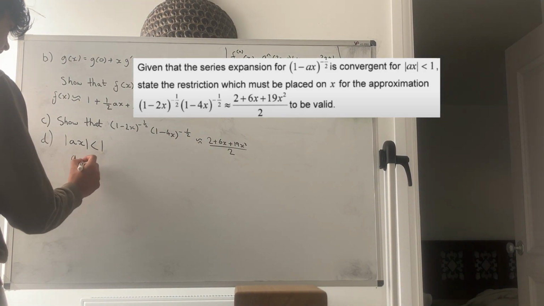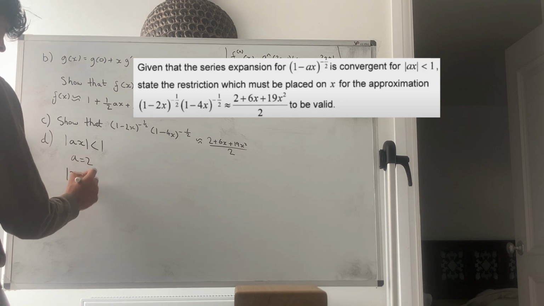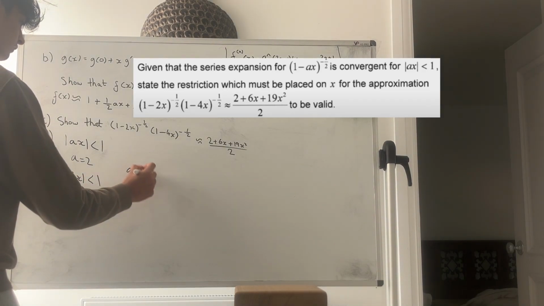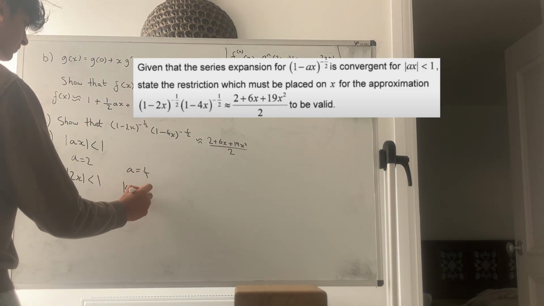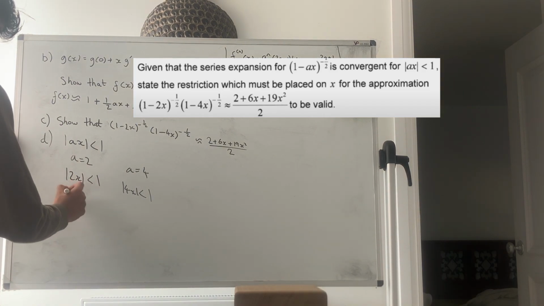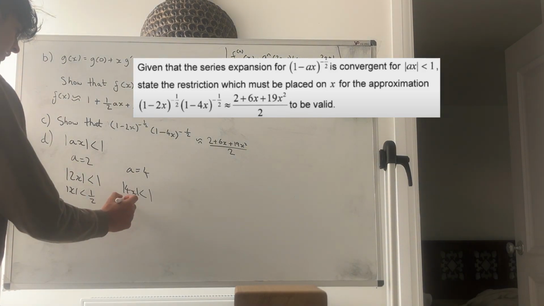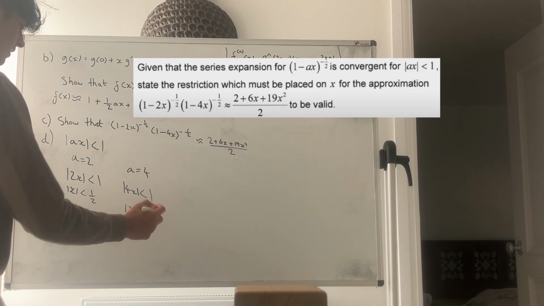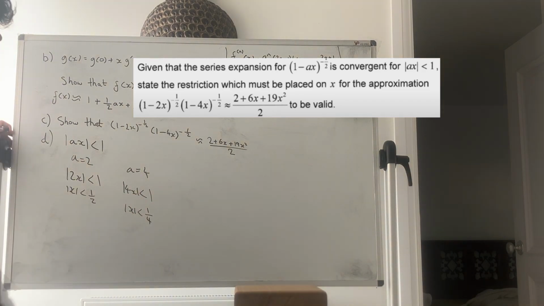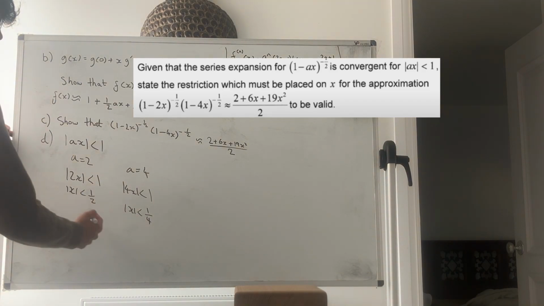So for a equals 2, we get that the modulus of 2x must be less than 1. A equals 4, modulus of 4x must be less than 1. So you can say that modulus x must be less than a half, since you can take out a constant, that's a rule. And modulus of x, I can derive that later if you'd like, must be less than a fourth. Now, the question is, which one of these are we actually going to end up using?